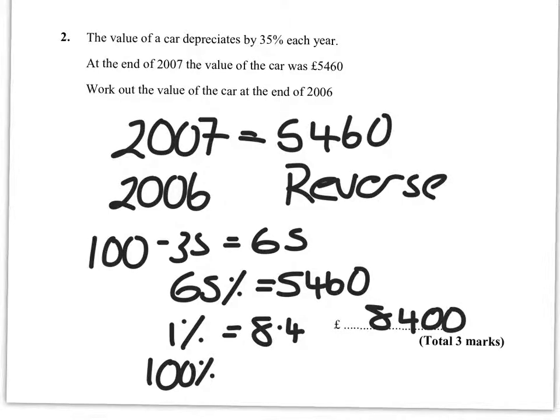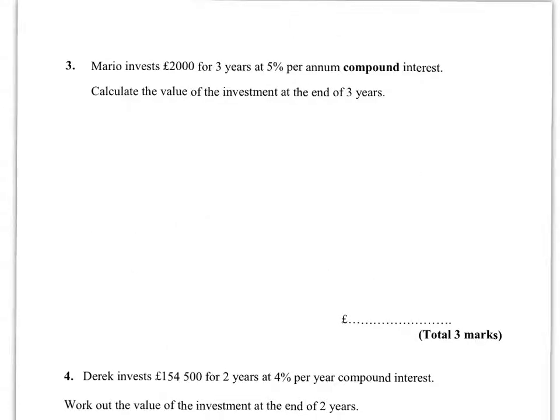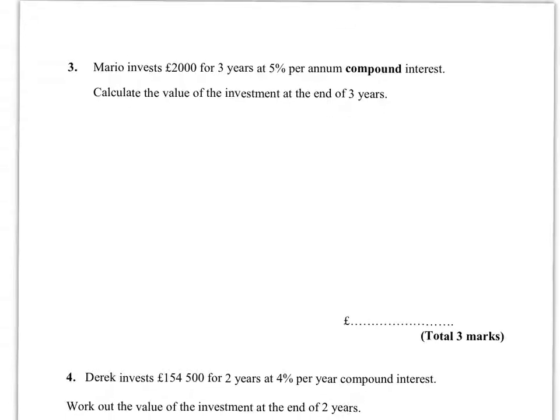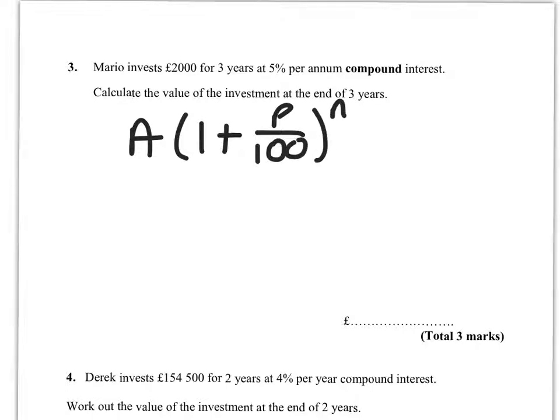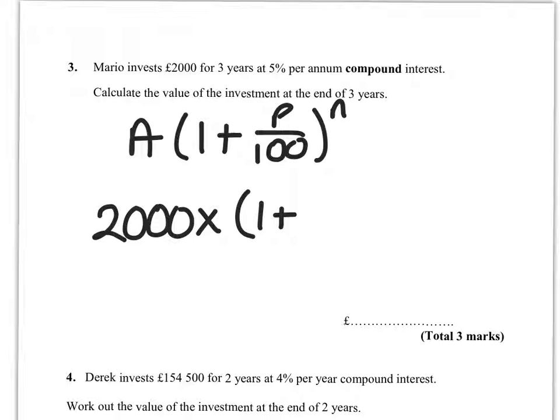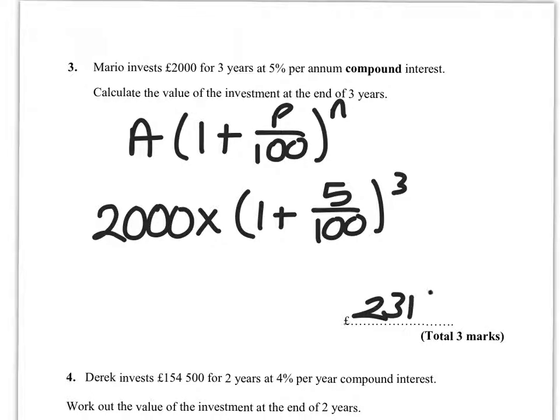the year before. For this question, I am going to use the formula, and the formula is A, which is the amount, brackets 1 plus P, which is the percentage, over 100 to the power n. So in this case, it would be 2,000 times 1 plus 5 over 100 to the power 3. And that gives us an answer of £2,315.20.